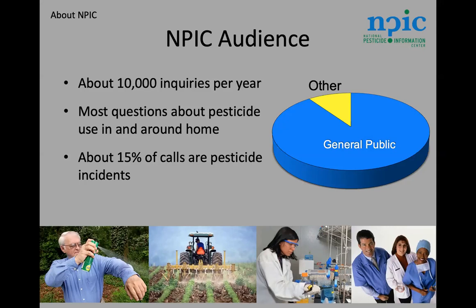About 15% of the time, we find that there is some type of pesticide incident involved in that call. And we have a very specific definition of a pesticide incident. We count anything that is a spill, a misapplication, or an exposure with or without symptoms for humans and for any animals. We count all of those as pesticide incidents. And then what we do is we keep our information in an internal database that is used by EPA, state agencies, sometimes the CDC requests information, federal, state, tribal.